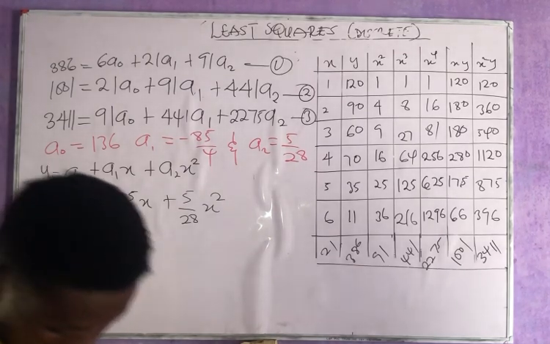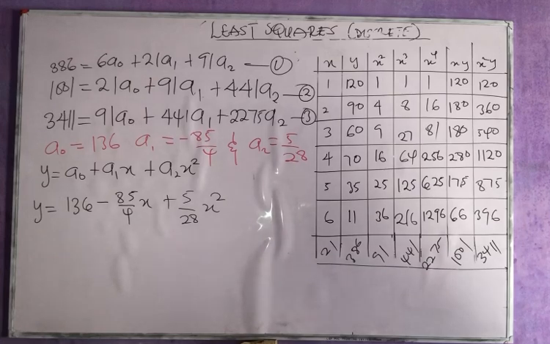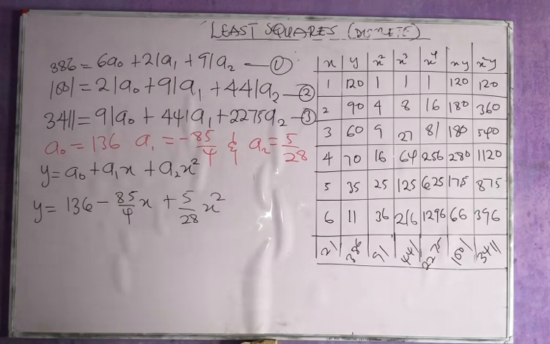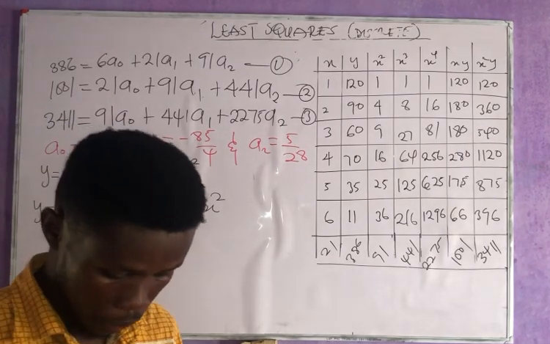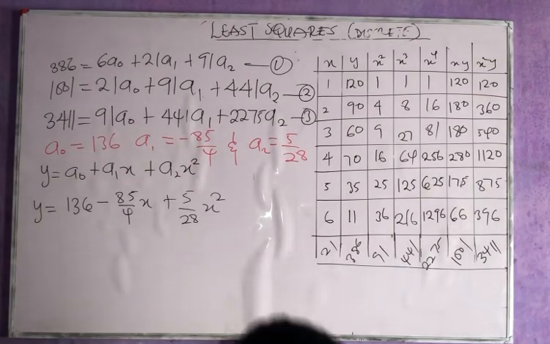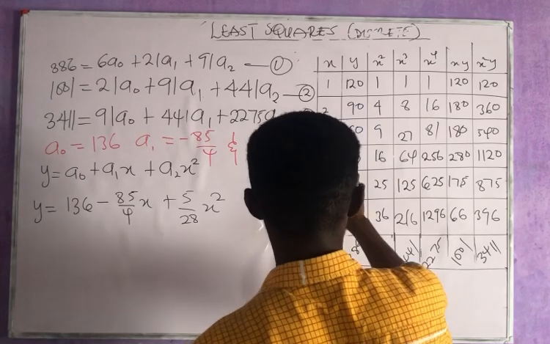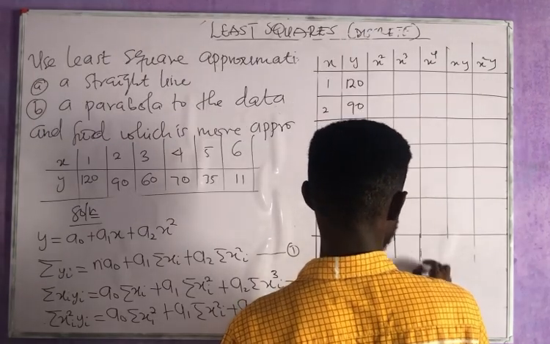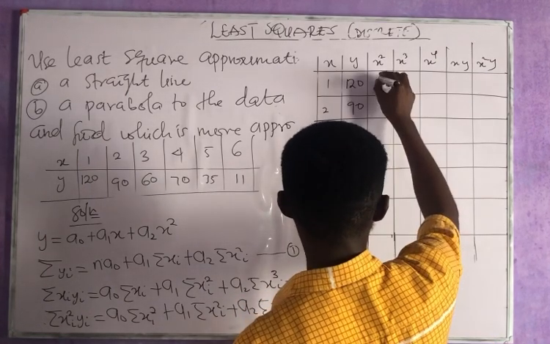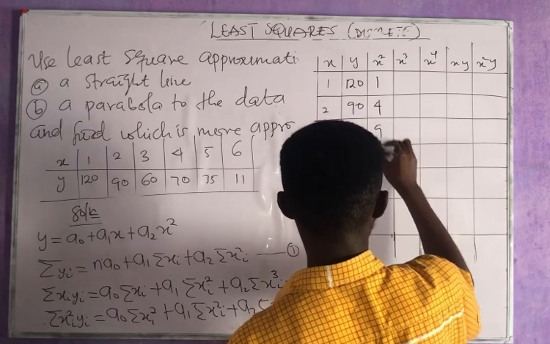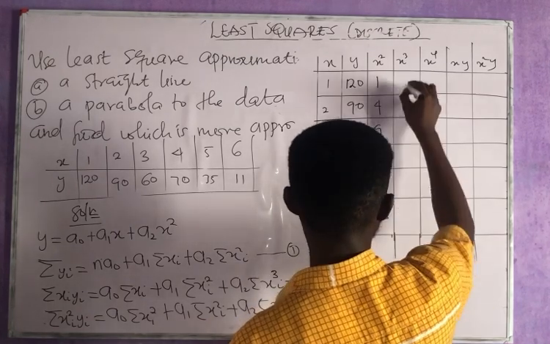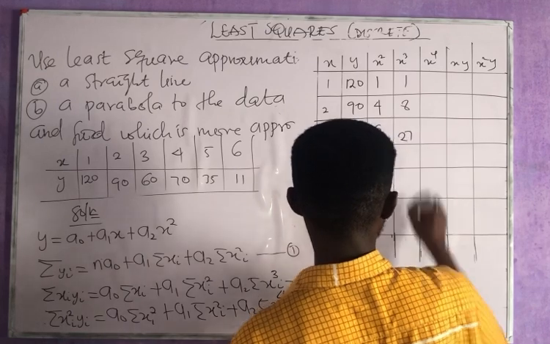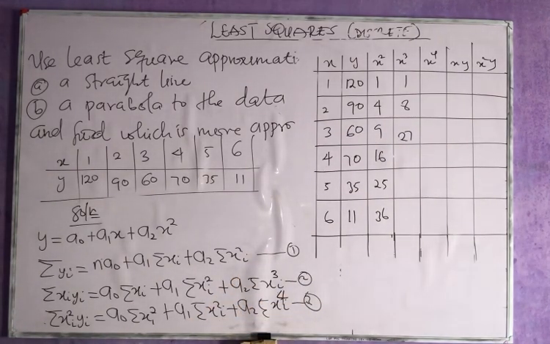Okay, now the last question says, let me check the question from you. The last question is to find which is more appropriate, whether the parabola or the line. So let's look at how to go about that. Then x squared will be 1, 4, 9, 16, 25, 36. X cubed: 1, 8, 27, 4 to the power 3. So let's do it together.